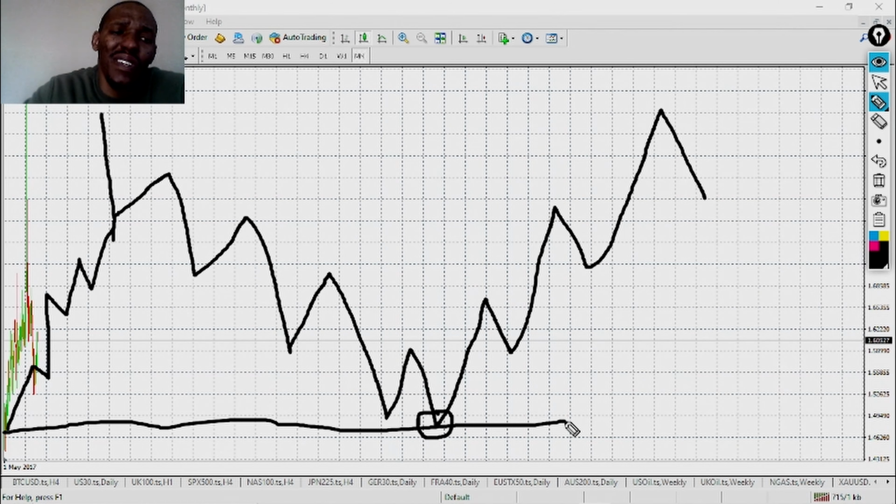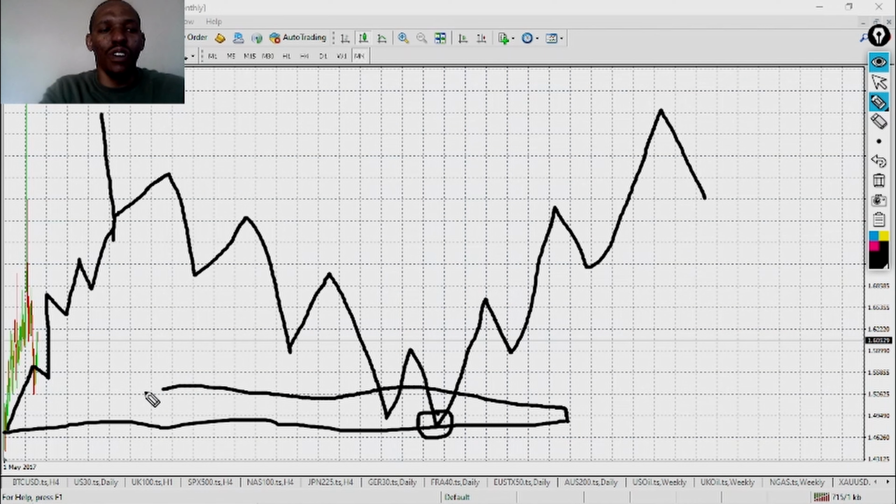Some people call it a resistance and a support area. Well, in this instance, you will call it your support area. This is a place of support. So in this instance right here, you will have a double bottom and you'll look for entry.